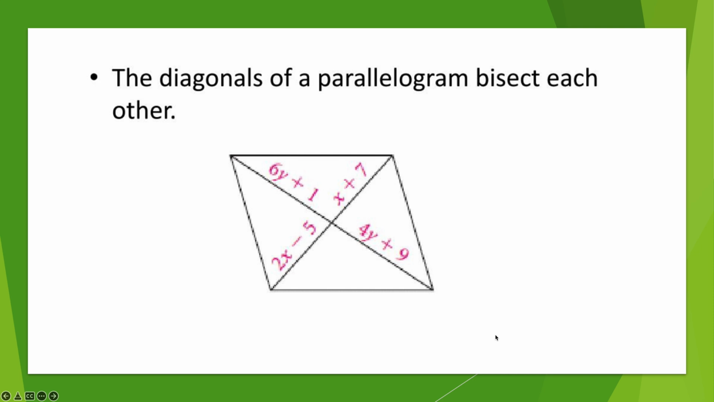Now, the diagonals of a parallelogram bisect each other. So that means that this piece here with the y's, 6y plus 1, well, that's going to equal 4y plus 9. And the piece with the x's, 2x minus 5, well, that's going to equal x plus 7. I began with the y's, so why don't you begin with the y's? Also, find the value of y. We'll do that one, then we'll go find the value of x. So stop and start, find the value of y.